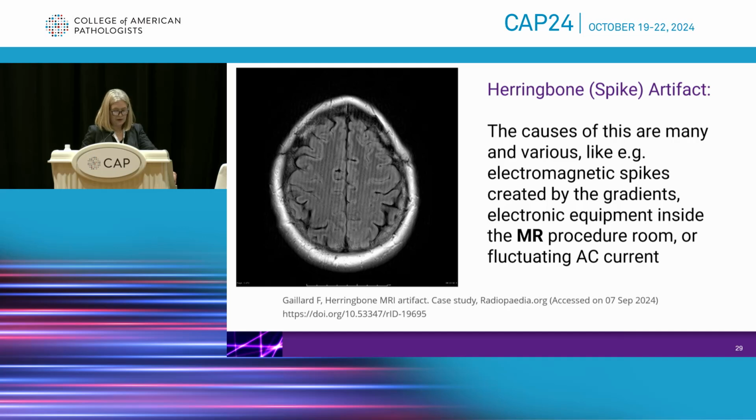And kind of another issue is the herringbone artifact, also known as a spike artifact. Usually this is caused by some kind of spike in the electromagnetic field, either generated by the gradient magnets, some type of electronic equipment within the MR room can cause this, or even a fluctuating current.